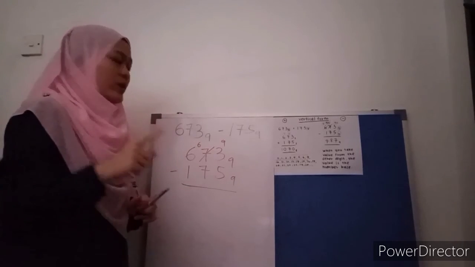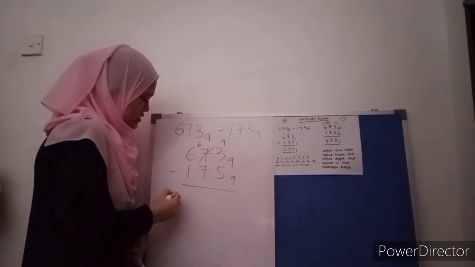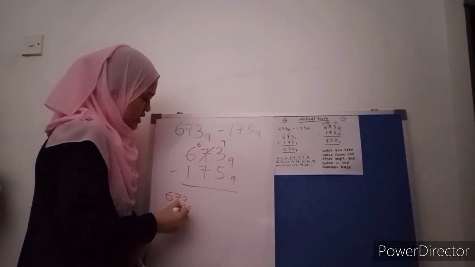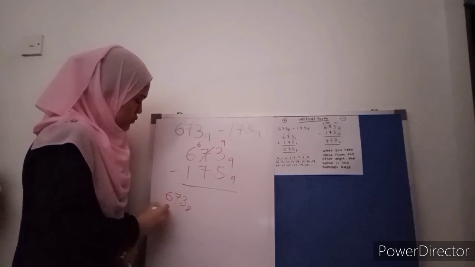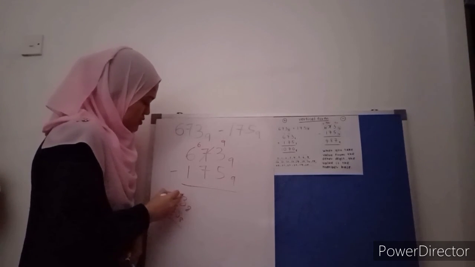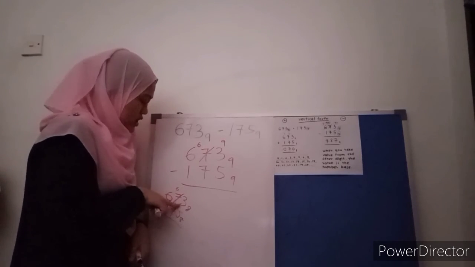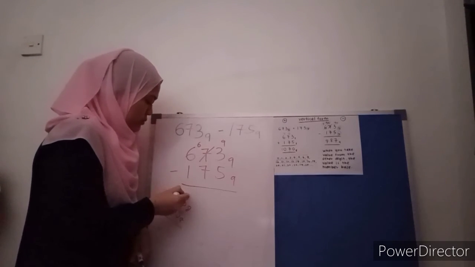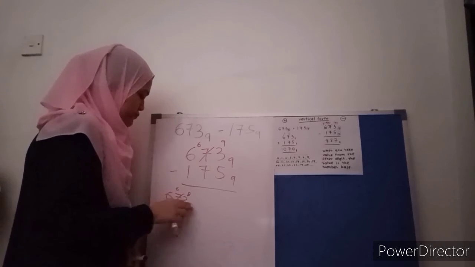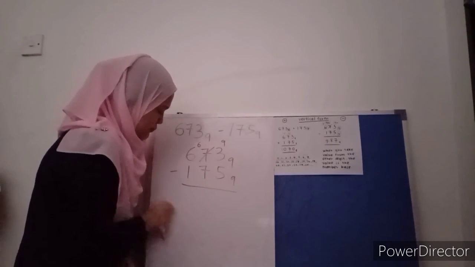If your question asks you, for example, 673 base 8 minus 175 base 8, when you borrow from 7, it will be 6, and this number 3 will get base 8, so it will be 8 over here. You need to remember that rule.